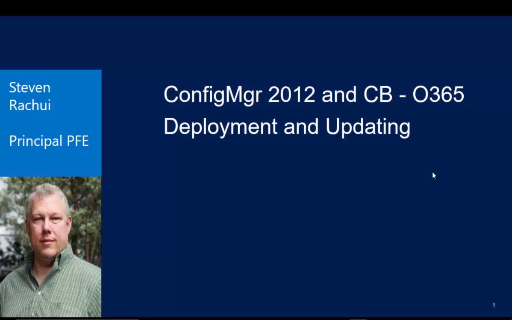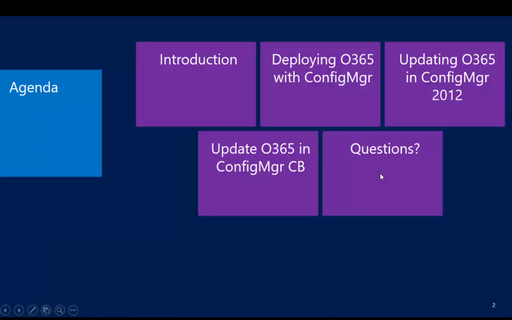Today's discussion will be working through how we can use Configuration Manager 2012 and then also look at Current Branch to deploy Office 365. Certainly, and more importantly, maybe even is updating Office 365. So certainly there are mechanisms outside of Configuration Manager that can be used for doing this. However, for those environments that have Configuration Manager, it makes a ton of sense to be able to leverage that infrastructure to handle the deployment and also the updating.